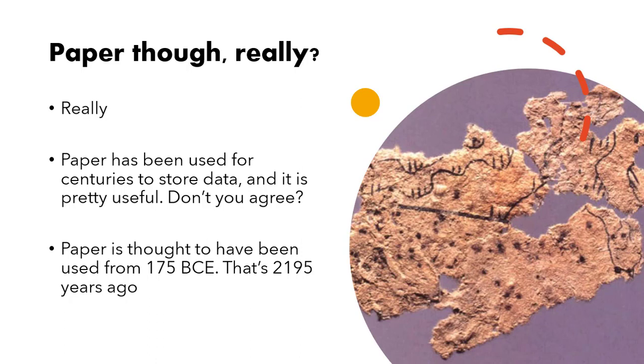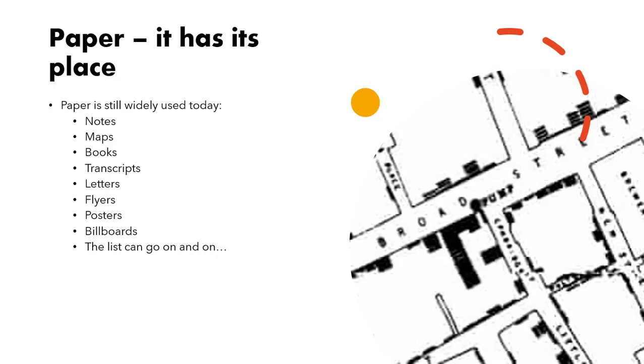Okay, and if we think about the use of maps to navigate the globe, if we think about the use of paper to send messages, paper has been really at the forefront and the most widely used form of data storage that has ever been used on this planet. Okay, and I would imagine that it continues to do so for a long time yet. It really does have its place.